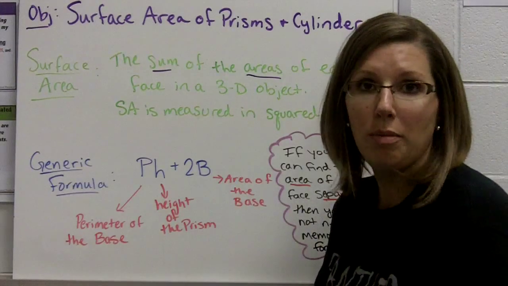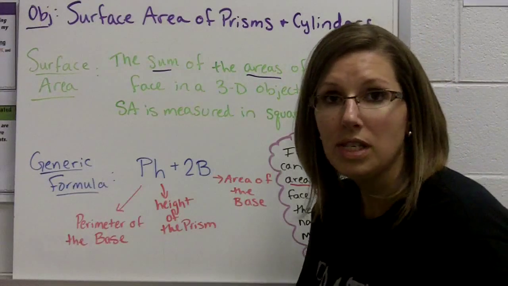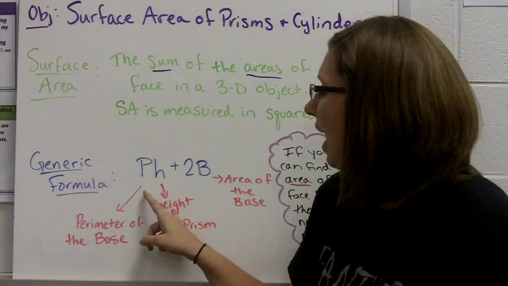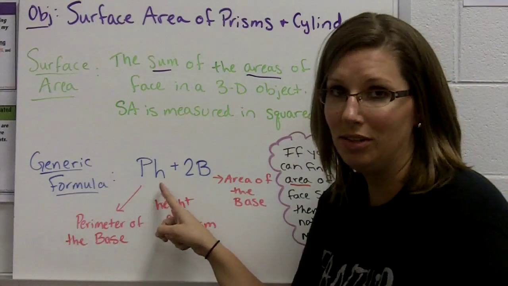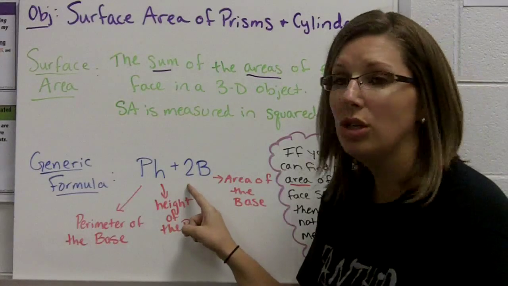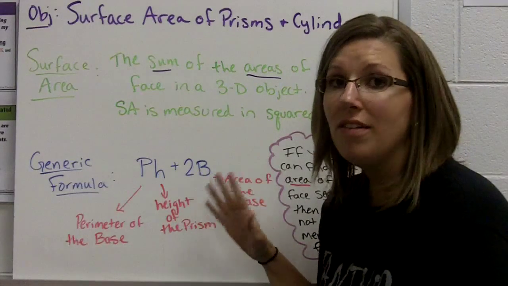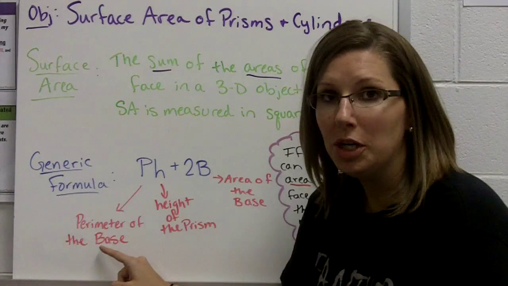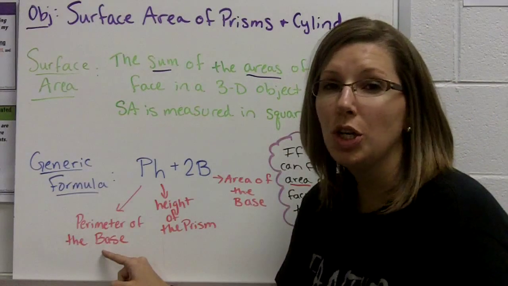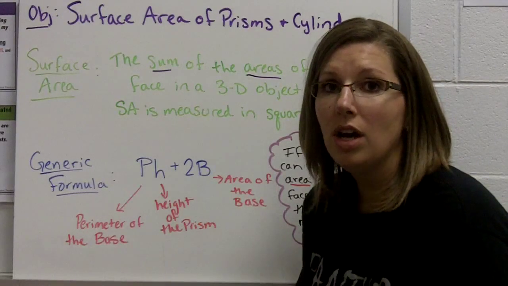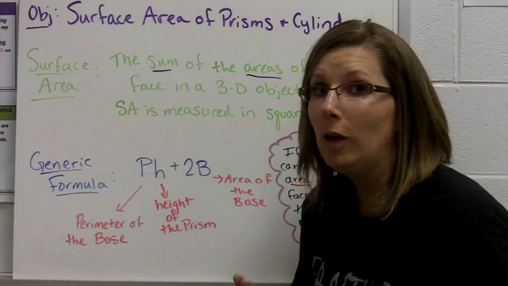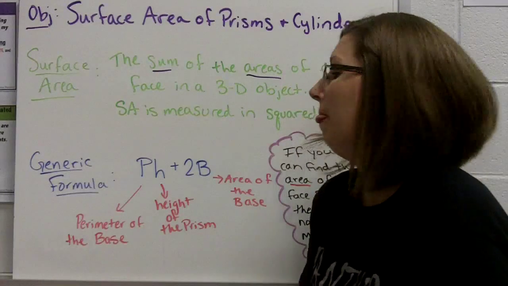There is a generic formula that you can use to find the surface area of any 3D object, and that is capital P times little h plus 2 times capital B. And all of these letters stand for something. The capital P stands for the perimeter of the base shape. So you're going to have to know in a 3D figure what the base shape is. Is it a triangle? Is it a circle? Is it a rectangle? Is it a trapezoid?